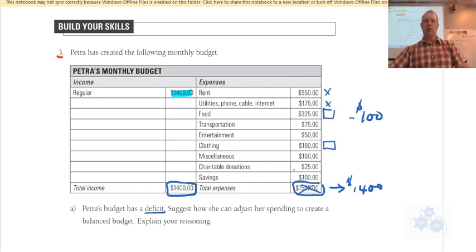Okay, so savings, should we quit saving money if we're in a deficit? No. You guys are all nodding. No. Not yes, it's no. You should save some money. Yes, you should save money every month.